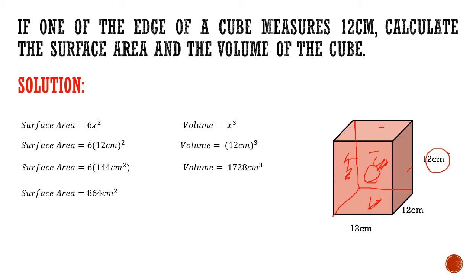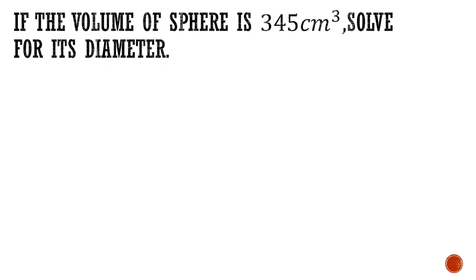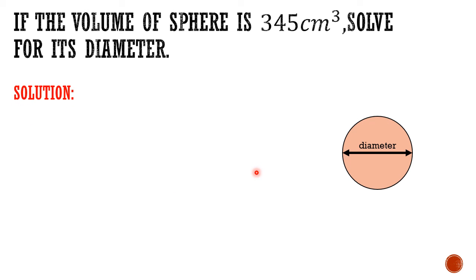That's our final answer. If the volume of a sphere is 345 cm cubed, solve for its diameter. So dito, may given tayo na volume ng sphere which is equal to 345 cm cubed, at pinapahanap sa atin yung diameter ng ating sphere. So for the illustration, yan. So for the solution, so for the volume ng sphere, V is equal to 4 over 3 multiplied by pi r cubed.